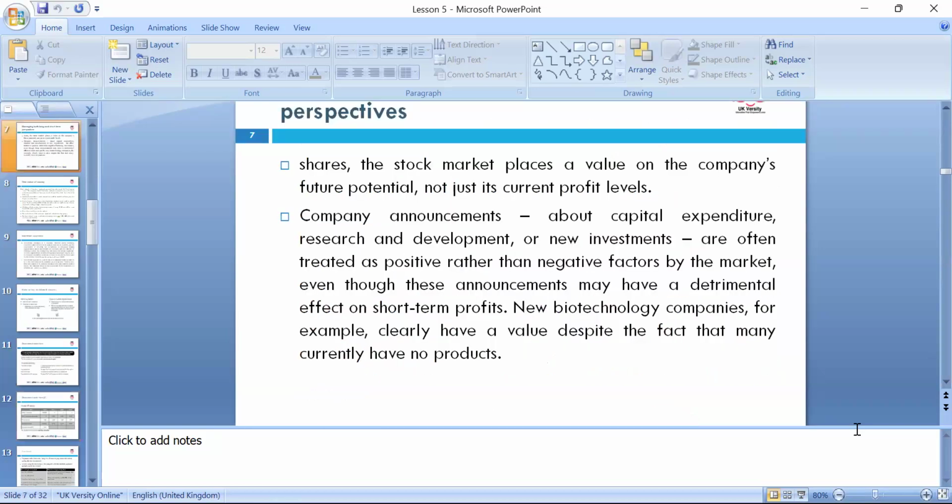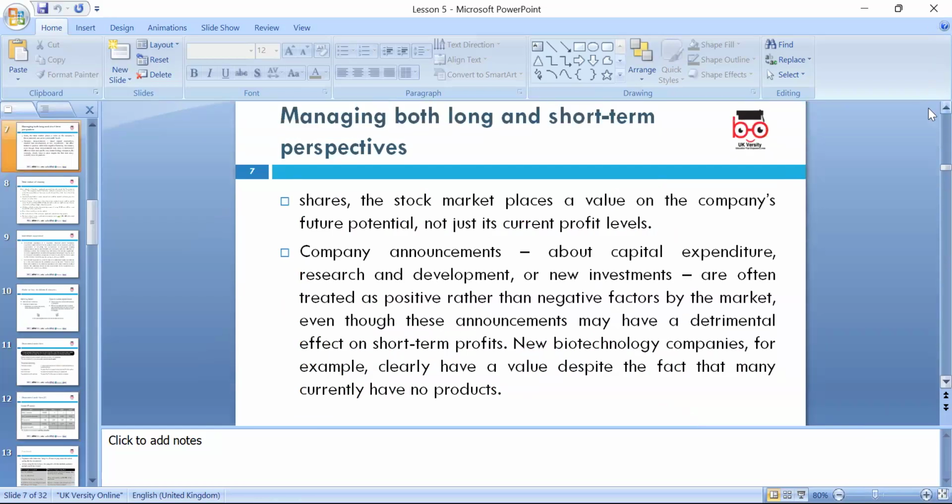So you have to make sure you increase the wealth. The stock market places a value on the company's future potential, not just its current profit level. Company announcements about capital expenditure, research, and new investment are often treated as a positive rather than a negative factor. The announcement may have a detrimental effect on short-term profit. A new biotechnology company is an example of a company that clearly has value despite the fact that it currently has no product.